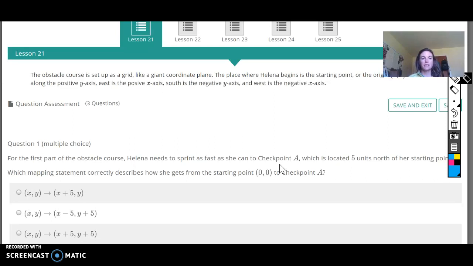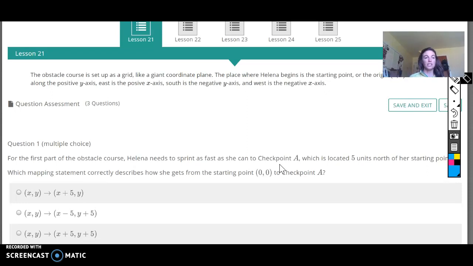The obstacle course is set up as a grid, like a giant coordinate plane. The place where Helena begins is the starting point, or the origin. North is along the positive y-axis, and east is the positive x-axis. Looks like there's a spelling error there. South is the negative y-axis, and west is the negative x-axis.